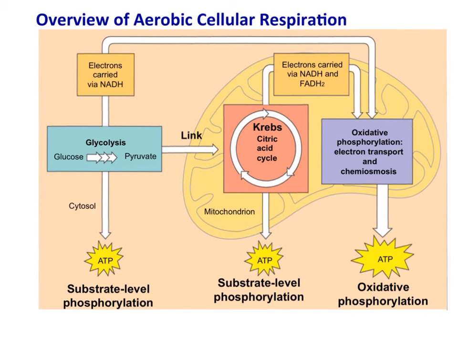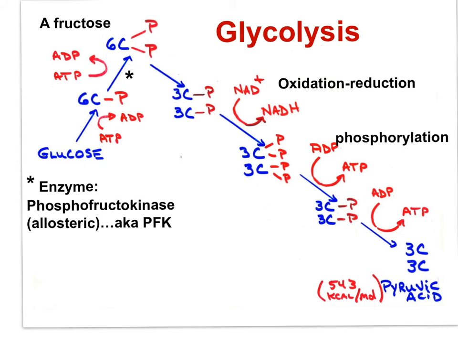Glycolysis starts the breakdown of glucose and occurs in the cytoplasm. The link reaction occurs as molecules enter the mitochondrion, but the link reaction is not shown in the diagram. The citric acid cycle, also known as the Krebs cycle, occurs in the matrix of the mitochondrion. And lastly, the electron transport system occurs on the inner membrane of the mitochondrion. Glycolysis will be the subject of movie Part 2.